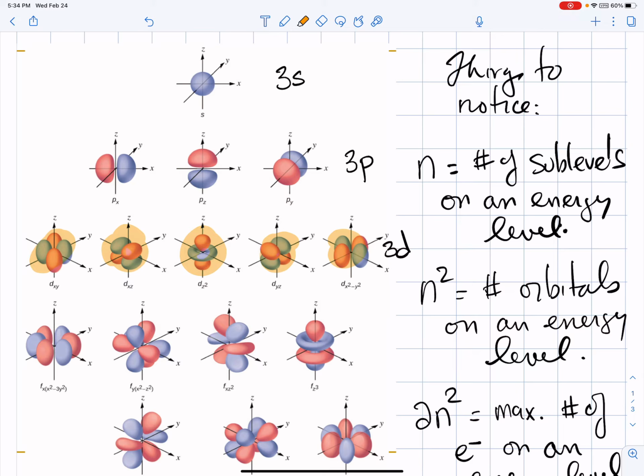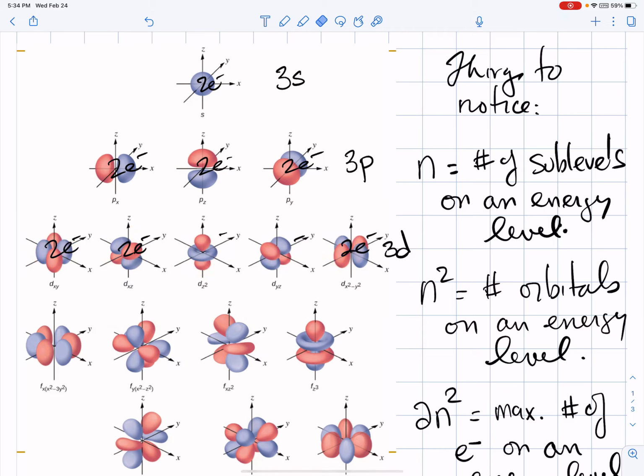Each of these orbitals, according to Pauli's exclusion principle, can hold 2 electrons. So you can have 2 electrons in the 3s. You can have 6 electrons in the 3p. And you can have up to 10 electrons, 5 times 2, in the 3d sublevel. So in level 3, if you add all that up, you can have up to 18 electrons.